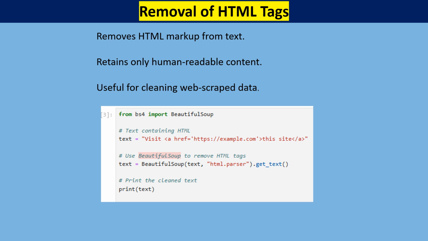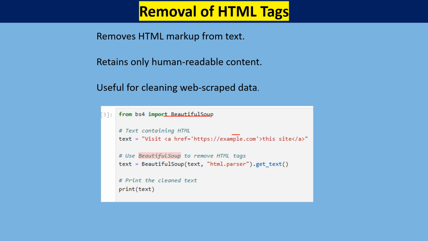Removal of HTML tags. When scraping text from a website, we often get HTML tags like div, span, etc. These tags do not carry semantic meaning in NLP tasks and need to be removed. BeautifulSoup is a Python library for parsing HTML and XML documents.